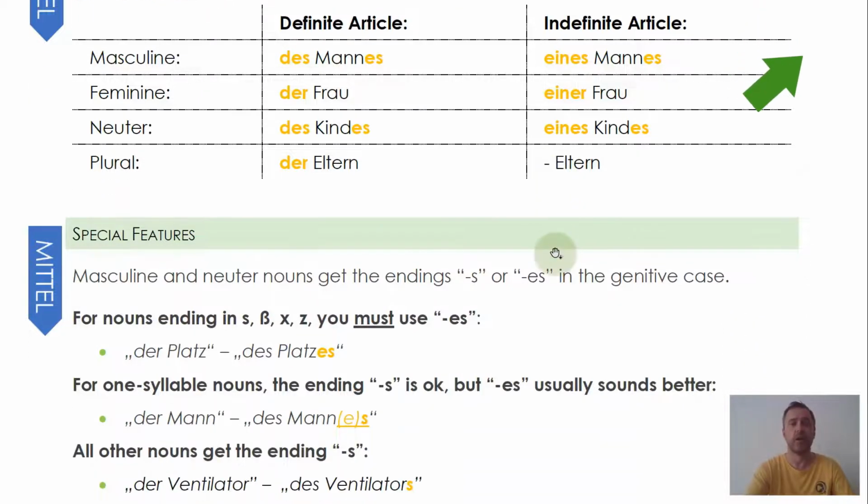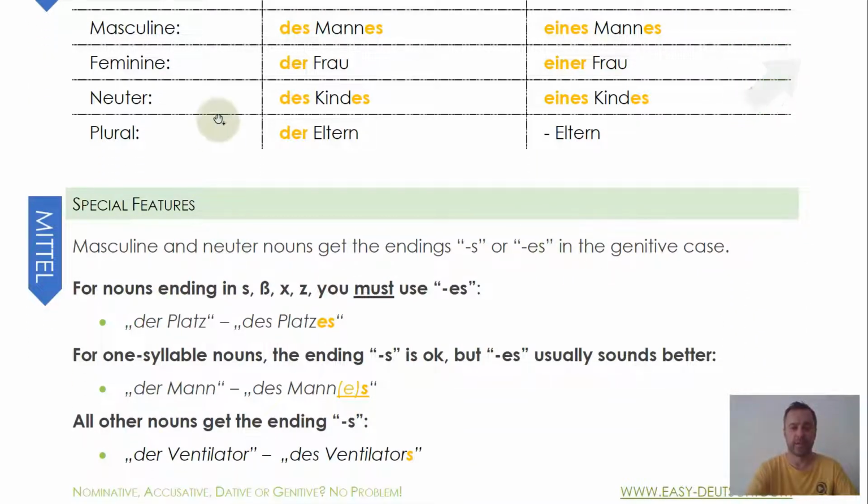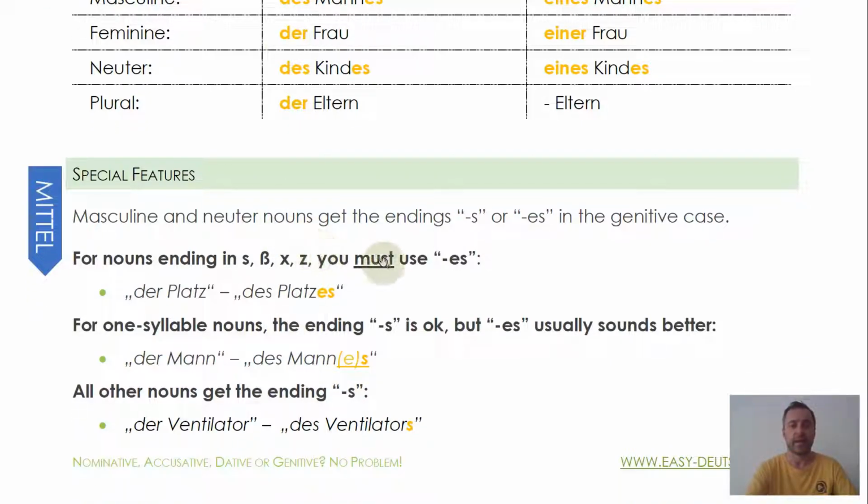What is special with the genitive case, as you've probably seen here already marked in yellow, is the ending s or es in neuter and masculine singular. So when do you actually have to use s and when do you have to use es? For nouns ending in s, ß, x, z, you must use es. This one is probably easy to memorize. It would make a double s, and that just looks different, right?